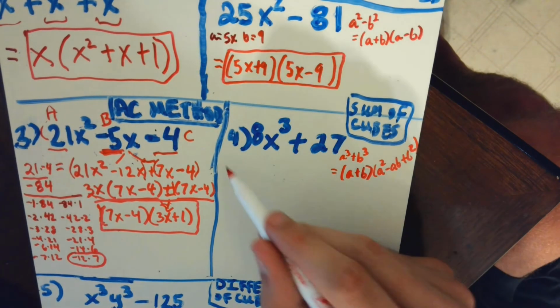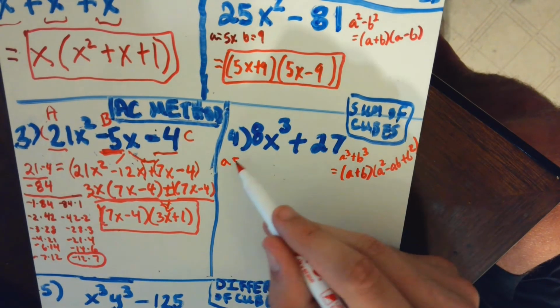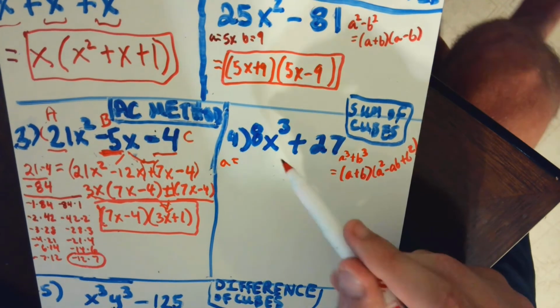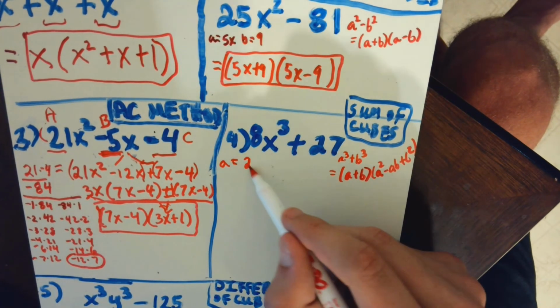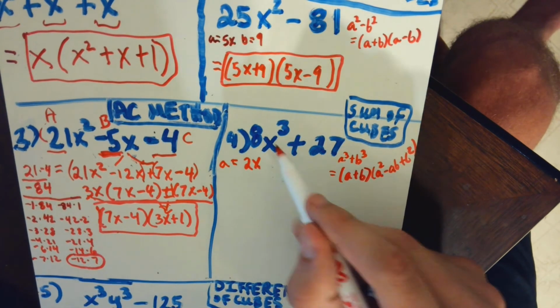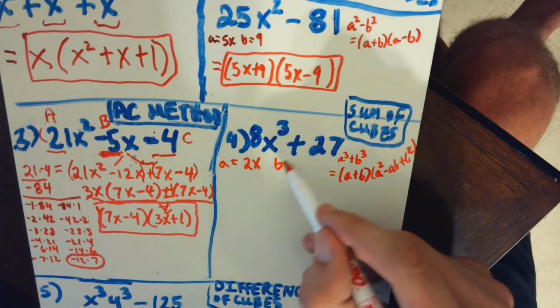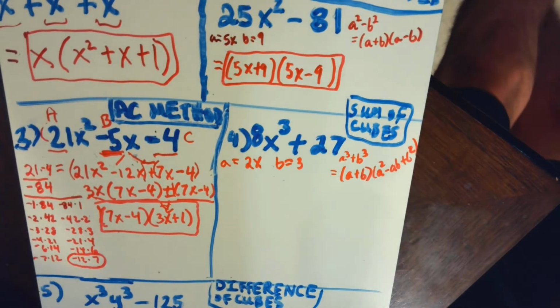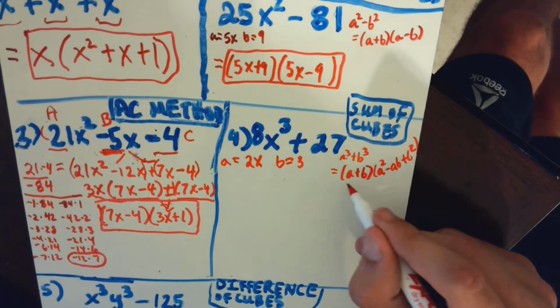That's the sum of cubes formula. So all we need to do is determine what a is and determine what b is, plug it all into that formula, and simplify. So here a would have to be 2x, because if I take 2x and I cube it, I get 8x cubed. And b would be 3, because 3 cubed gives you 27. Alright, so a is 2x, b is 3. Let's take those, plug them into this formula.